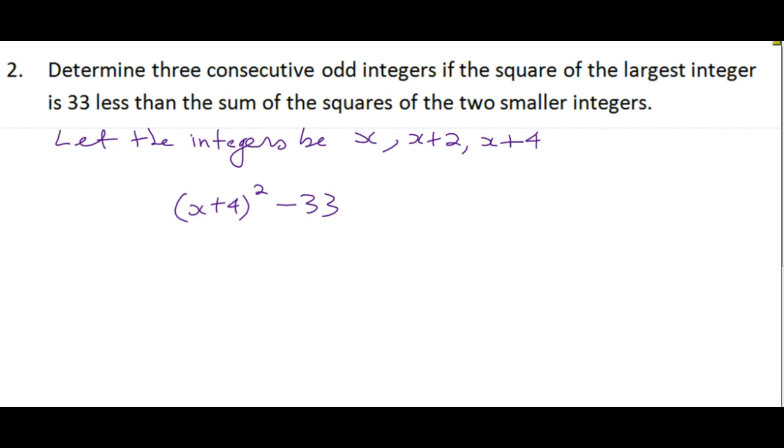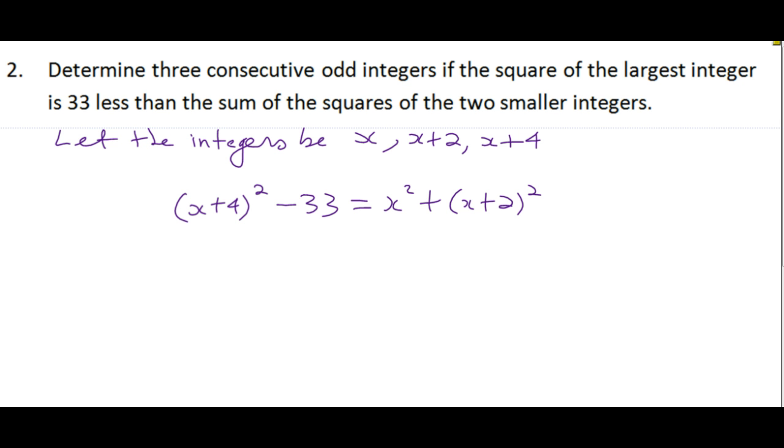So is 33 less than what? The sum of the squares of the 2 smaller ones, right? So that should be x squared plus... Alternatively, we could have squared this and then added 33 to the other side, right? 33 less than.